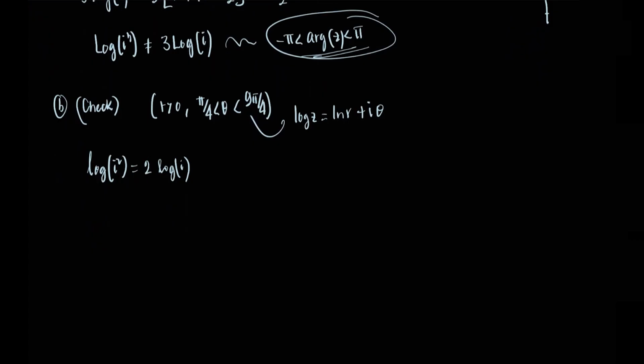So please make sure that you know which branch of logarithm you are working with. Depending on the branch, the properties change. Please keep that in mind. So essentially what I'm trying to say is this: small log of i square has a set of values, right? That set may not be equal to 2 log i, depending on whatever argument you are choosing.